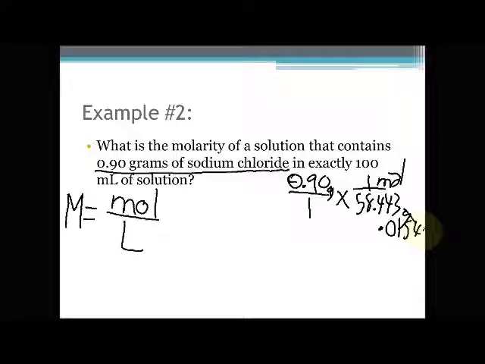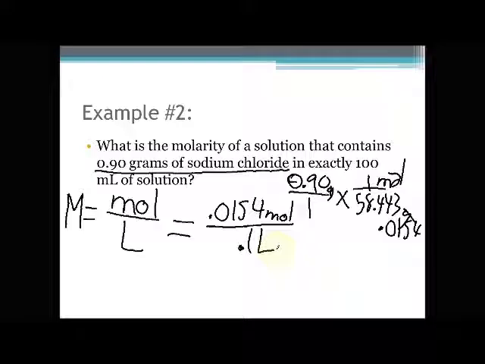You're going to put your 0.0154 moles on the top of your equation. And then we don't have liters, we have milliliters. So you have to move your decimal place to the left 3 times so that you get 0.1 liter on the bottom.